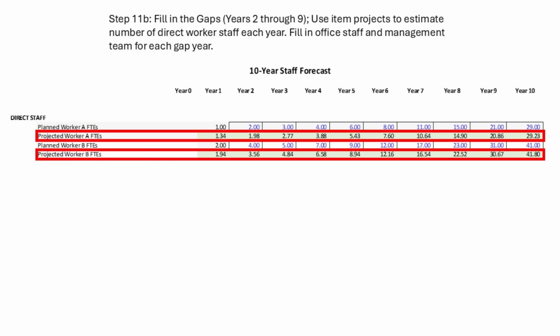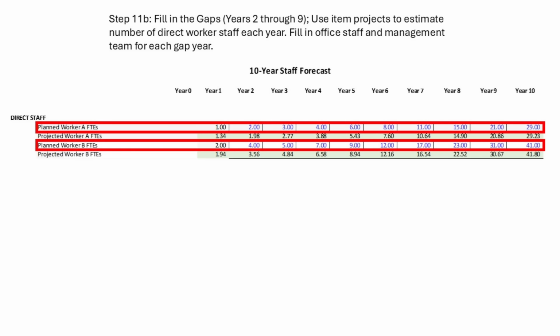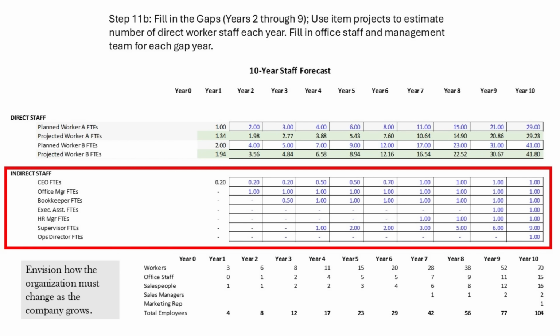From the number of products, we will calculate the direct staff. The black numbers are the calculated numbers of staff required to deliver the number of products. The blue numbers in this table are the actual number of staff. The indirect staff is estimated based on the size of the direct cost staff.